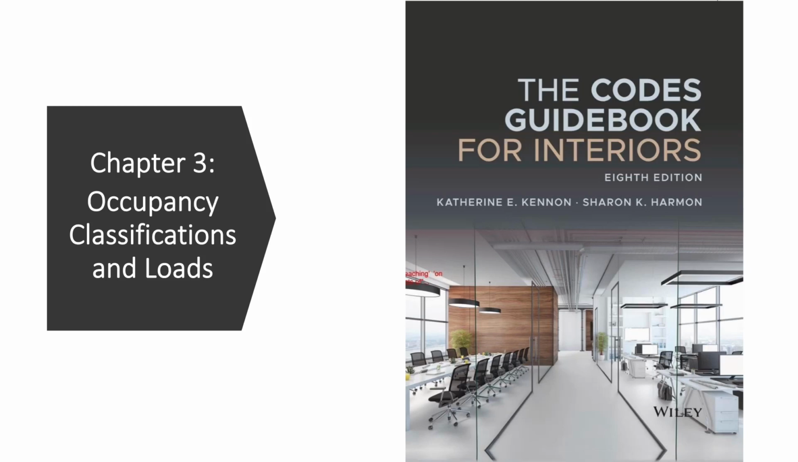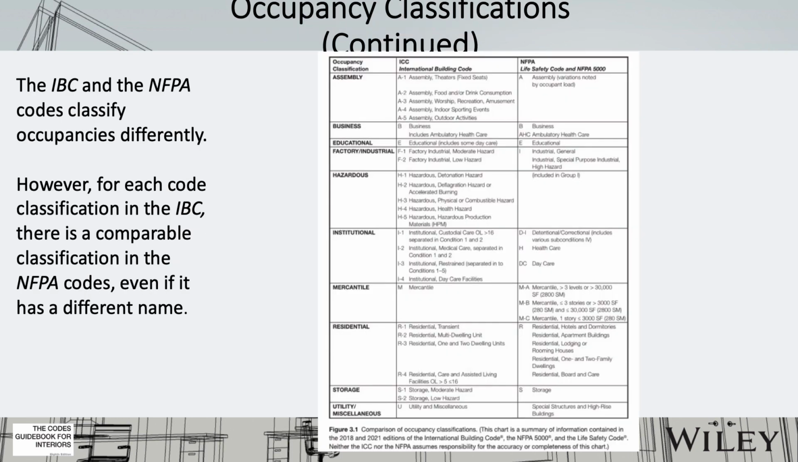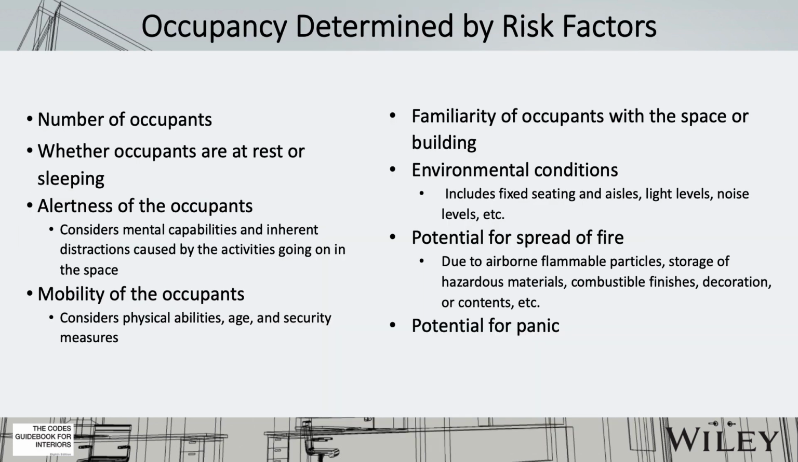In Chapter 3, we're going to cover occupancy classifications and loads. This is the basic list of occupancy classifications, and each of these has several subcategories as well. The IBC and NFPA have slightly different variances on occupancy classification. In California, generally we are referring to the CBC, which mimics the IBC.